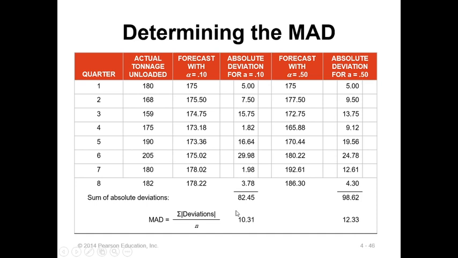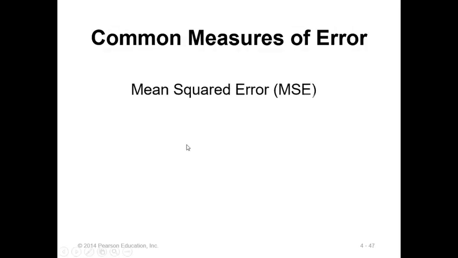In general, when alpha is less, then our forecasting error is less, because 10.31 is less than 12.33. Okay? Now, common measures of error. Another measure, okay, the first measure was MAD. Another measure you can use for measuring error is MSE, which we call the mean squared error. We take the sum of deviation, which is the actual minus forecasted, but we will square it.